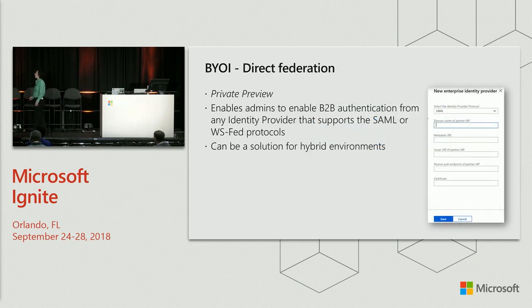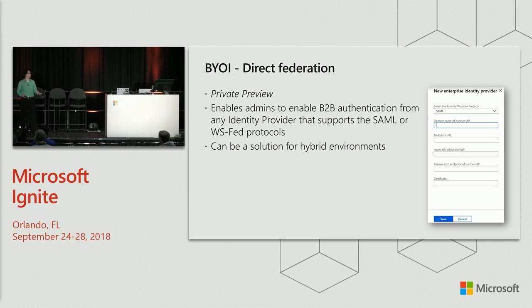Along the same lines, we've got direct federation, which is still in private preview. So that's coming out in a few months, but it's not quite available yet. This feature will enable an admin to set up B2B authentication with any other identity provider that supports SAML or WS-Fed. And frankly, that's just about all of them. So for partners that you work with closely, you can set up a kind of handshake and enable those users to get a very native experience with their accounts as well.